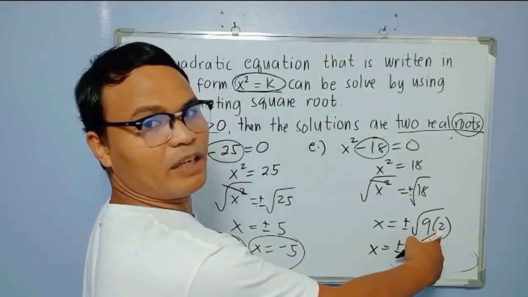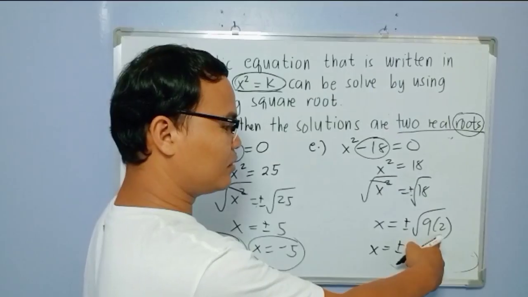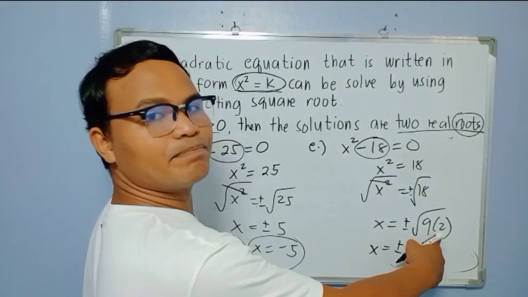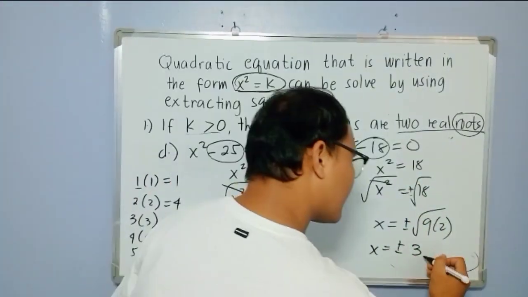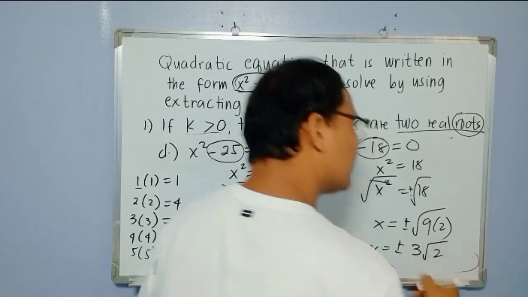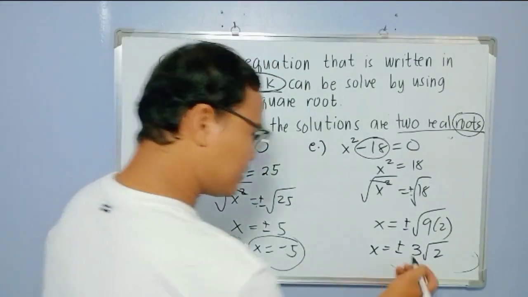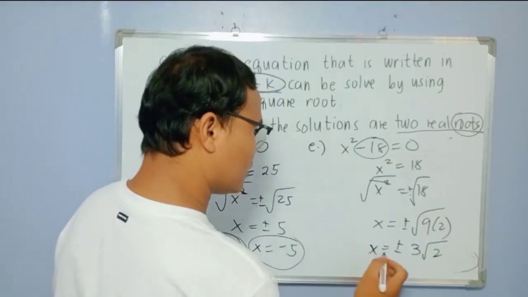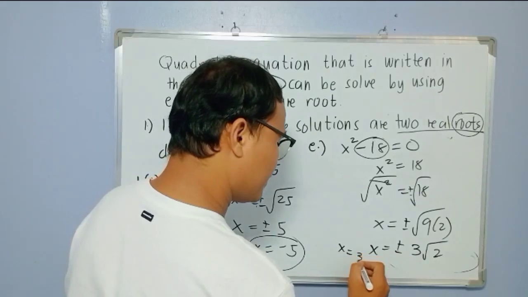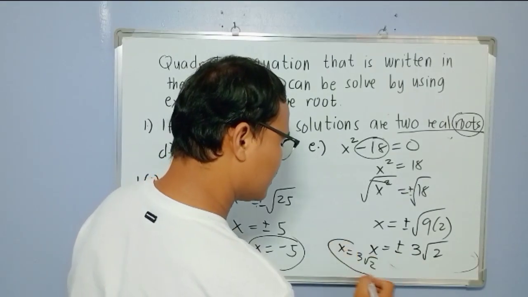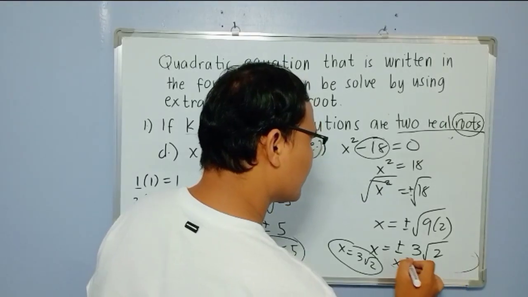Si 2 ay hindi perfect square number. At wala na pong factor si 2 except itself and the number 1. So, just remain 2 inside the radical symbol. So, this is now the answer. x equals positive 3 square root of 2 and x equals negative 3 square root of 2.